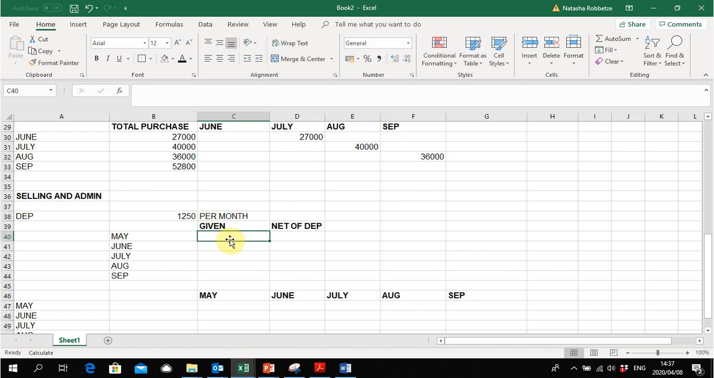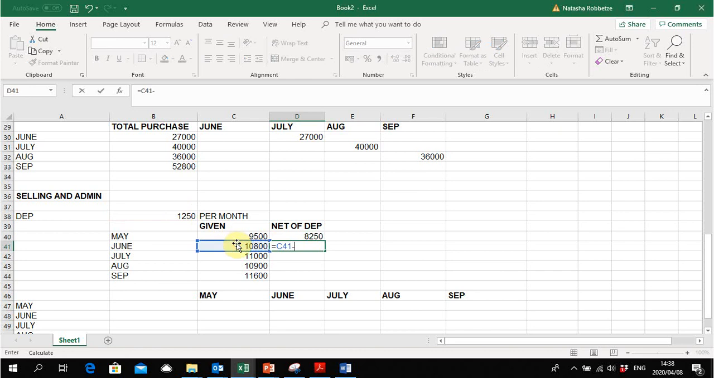The selling and admin that we were given is for May, 9,500, then 10,800, then 11,000, then 10,900, and then 11,600 for September. I am not including October because we are not doing calculations for October in terms of the required part. So net of the depreciation, I will now say the total amount given minus the depreciation that needs to be taken out.